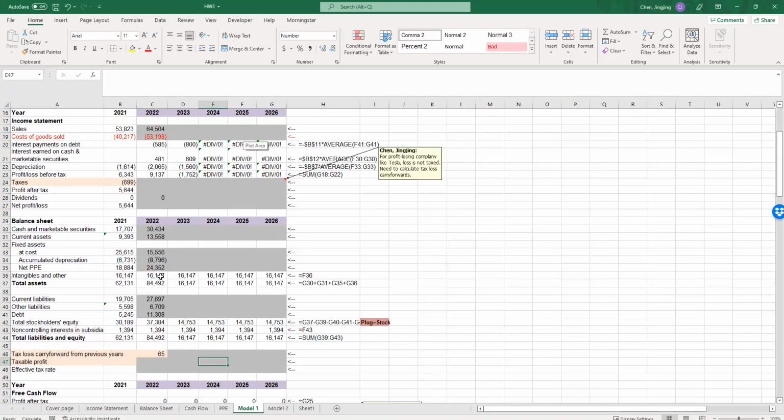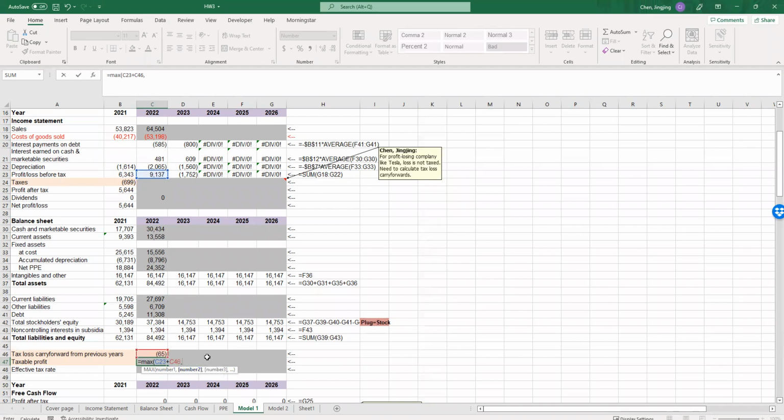For taxes, Tesla carries some tax loss from previous years. So here, this can be a negative number. And when Tesla calculates taxable profit, it can deduct this 65 from its profit. So it will be the maximum between taxable profit plus 65. If you do not add a minus sign, that will be just this profit before tax minus 665. If you add a minus sign, that would be profit before tax, adding this cell.